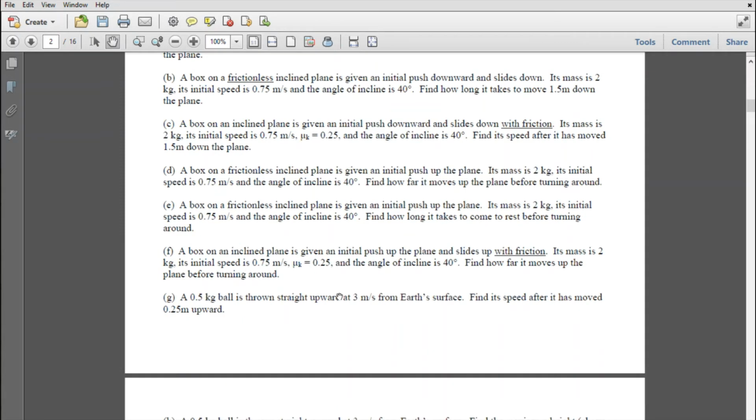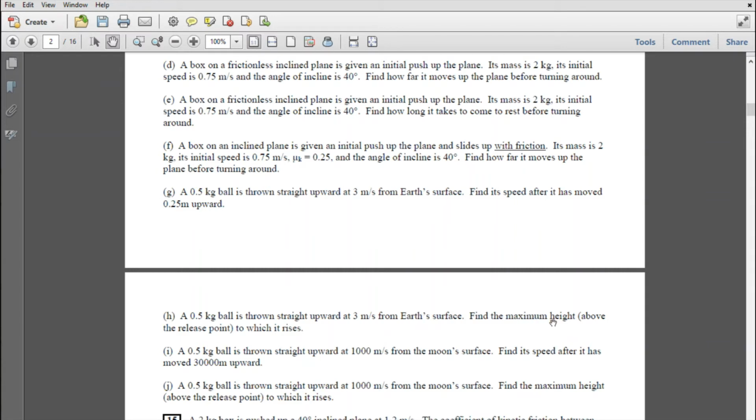G, a half kilogram ball is thrown straight up from the Earth's surface. Find its speed after it's moved 0.25 meters upward. In this case, we could use energy methods or kinematics. For energy methods, you could either take your system to be the ball plus the Earth or just the ball. If you use just the ball, you'd use the work kinetic energy theorem. Or if you do the ball plus the Earth, then you would take gravity to be an internal force and use the potential energy associated with gravity. But it's crucial that since it's only going a short distance upward, the acceleration is going to be constant the whole way through, and therefore we can use kinematics as well as energy methods.